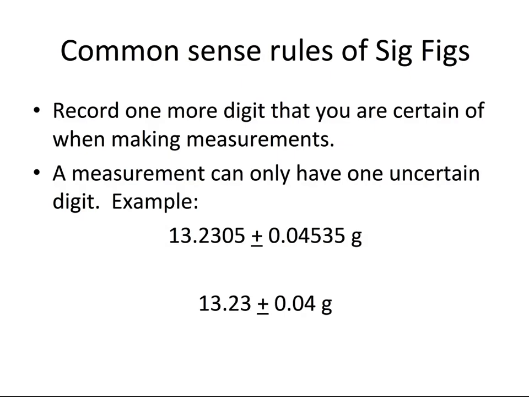We just talked about recording one more digit than you're absolutely certain of when you're making measurements. Another important common sense rule is that a measurement can only have one uncertain digit. So what I mean by that is if you have some data that suggests that a penny weighs 13.2305 plus or minus 0.04535 grams, you actually can't have that many digits because there's only one digit allowed in the plus or minus, one significant digit in the error measurement. So if you were to write this properly, you would say that there's 13.23 plus or minus 0.04 grams.